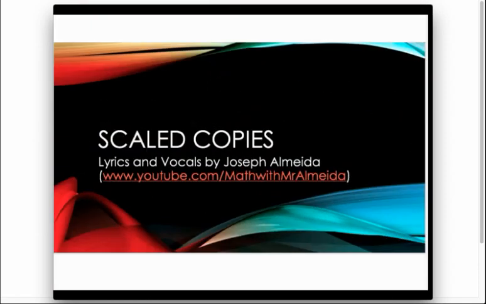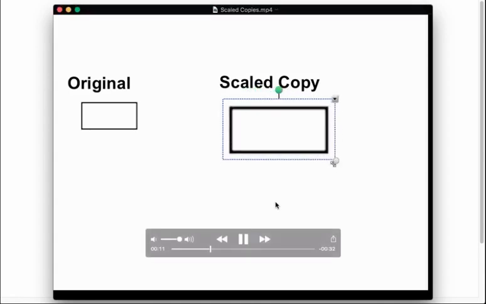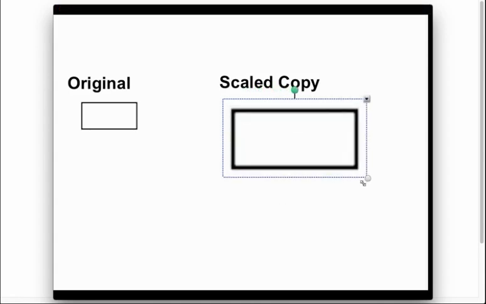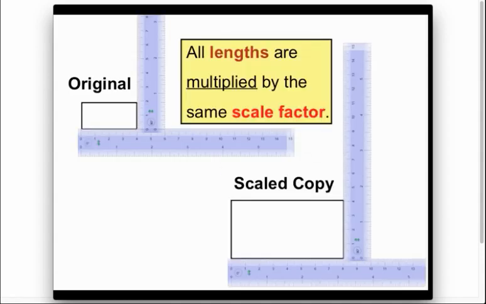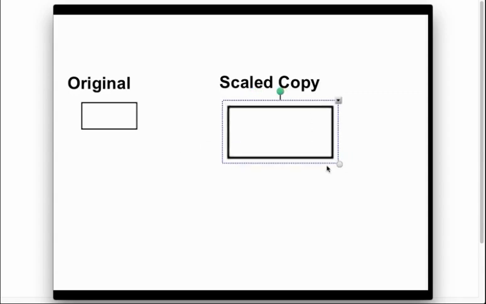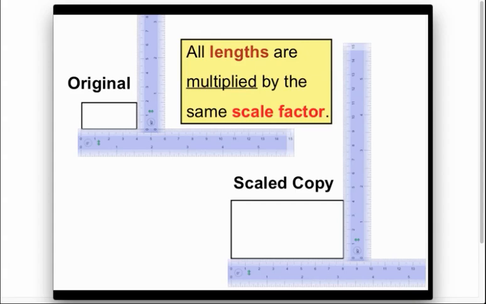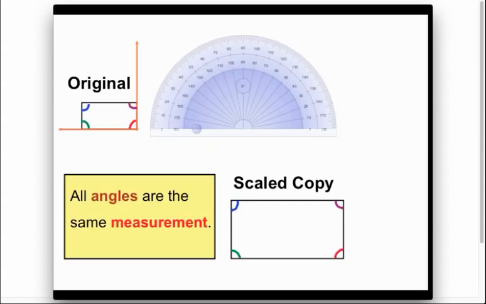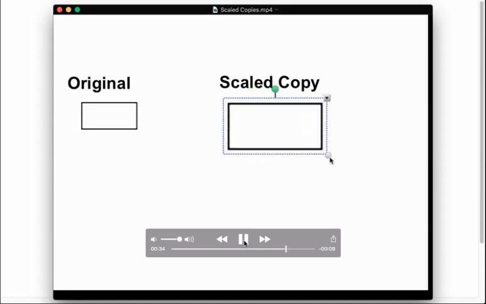You know what time it is. It's time to learn a lot of math with a cool song. And it's called Scaled Copies. Scaled copies. What? All lengths are multiplied by the same scale factor. All angles are the same measurement. Scaled copies. Geometry.